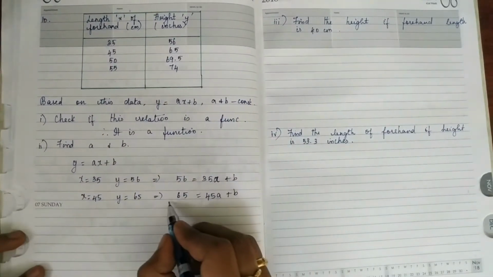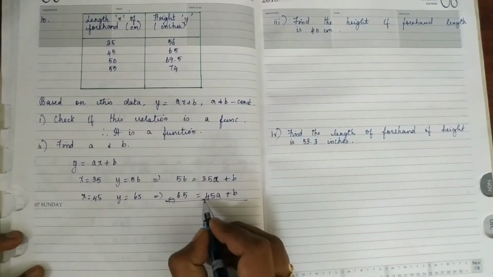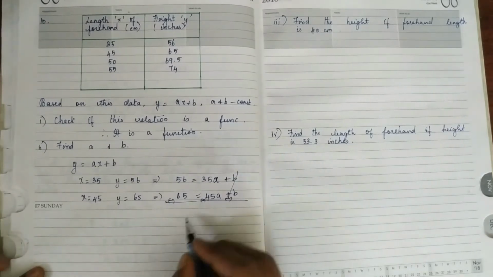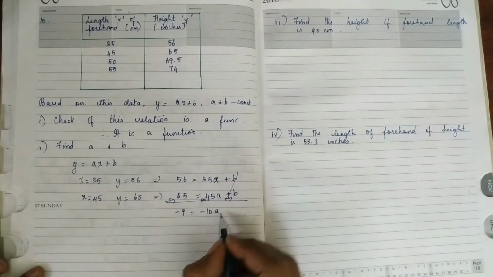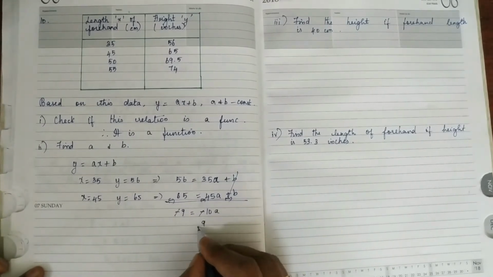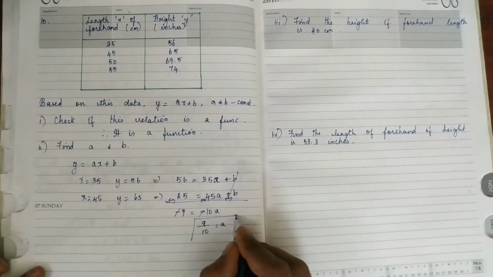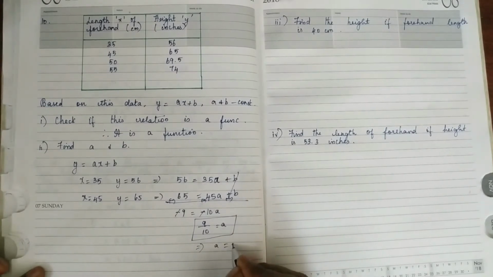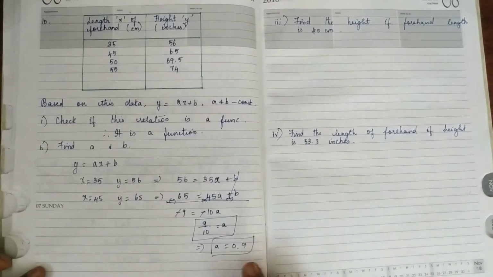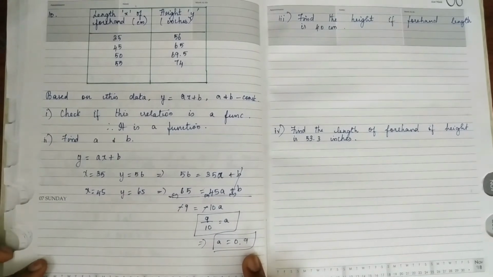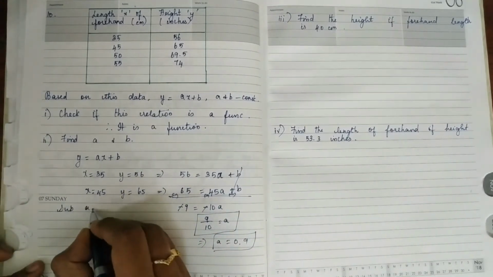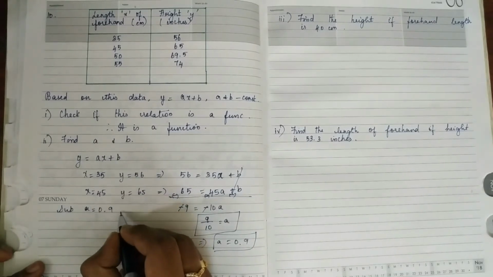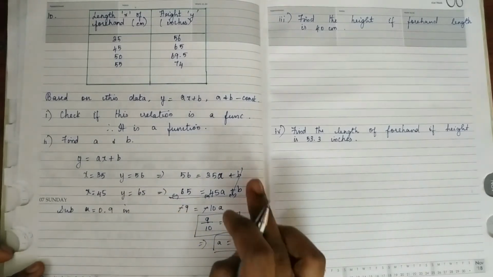Now we have two simultaneous equations. We can change the sign and cancel them. So here I will have minus 9 equal to minus 10a. Minus and minus will get cancelled. So 9 by 10 is equal to a, or we can write a is equal to 0.9. Now with this we can find out the value of b. So I will substitute a equal to 0.9 in this equation.